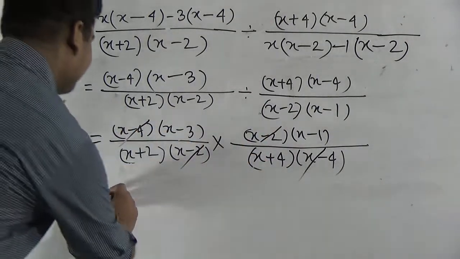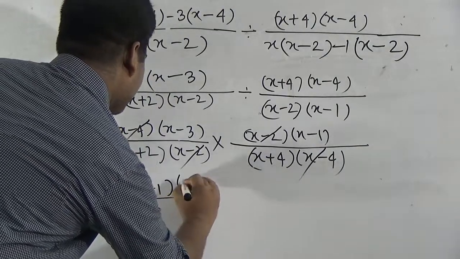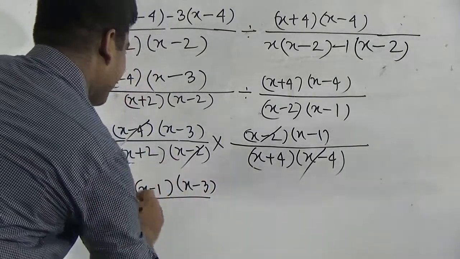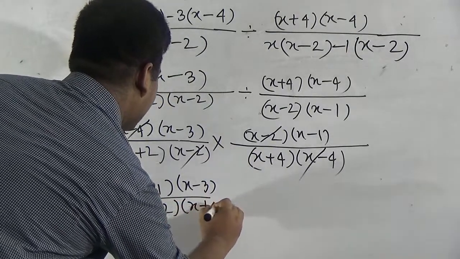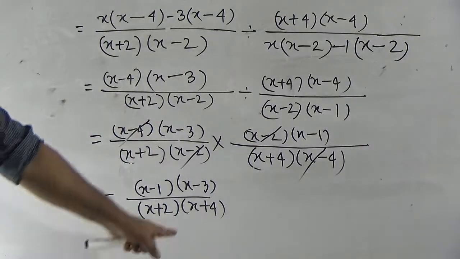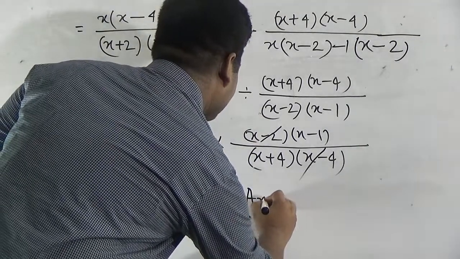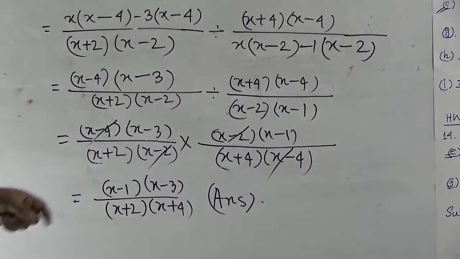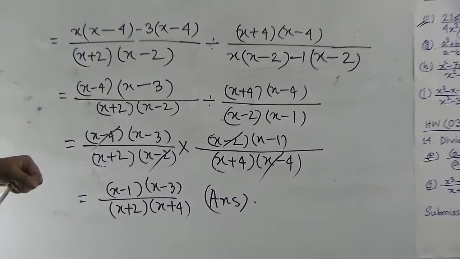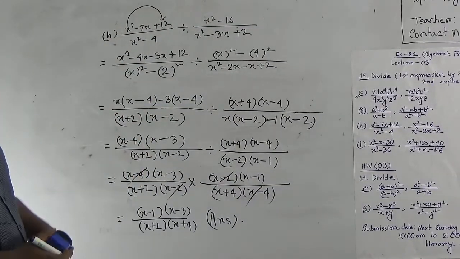So left x minus 1 and x minus 3. Here x plus 2 and x plus 4. I hope you understood question number A, and this is our answer. I hope you have understood. Now I erase question number A and start to solve question number I.